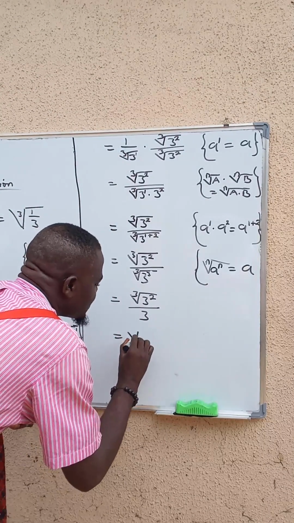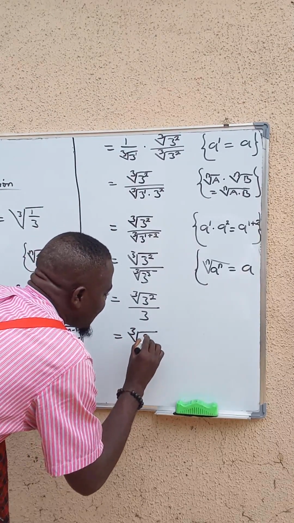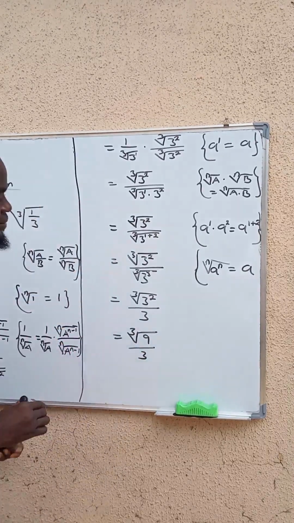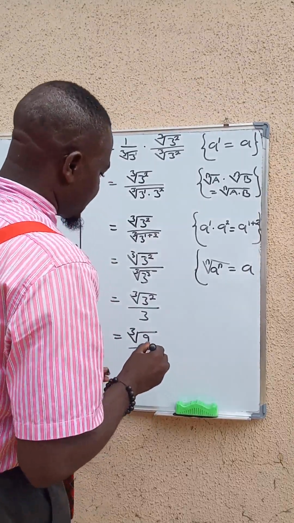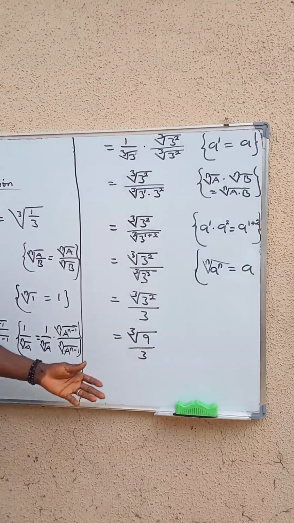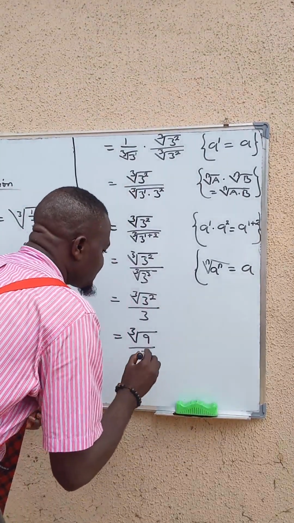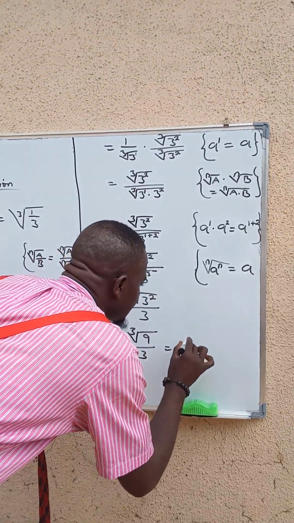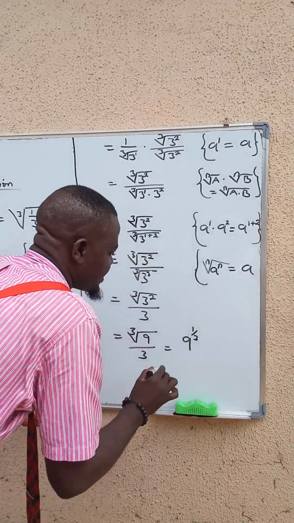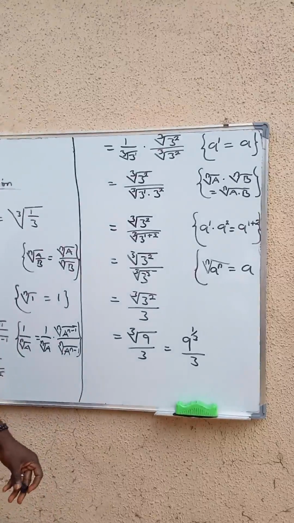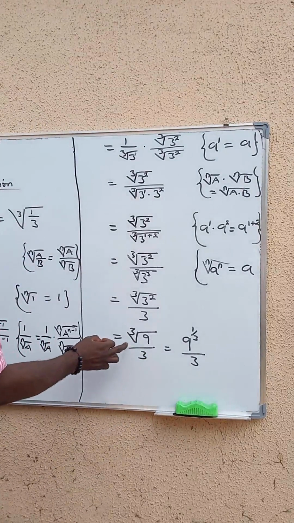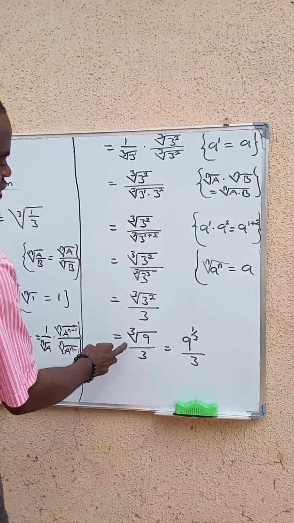I can decide to bring it out. Consider this is the same thing as what? The cube root of 9 over 3. And cube root of 9, I didn't mean its square root now, that I've said is 3. So there's no cube root of 9. So what you do is very simple. It will be what? 9 raised to the power of what? 1 over 3, over 3. And that is it, or you stop here.